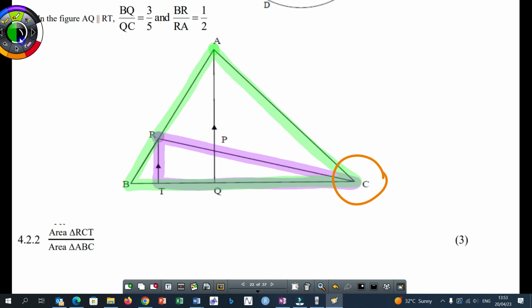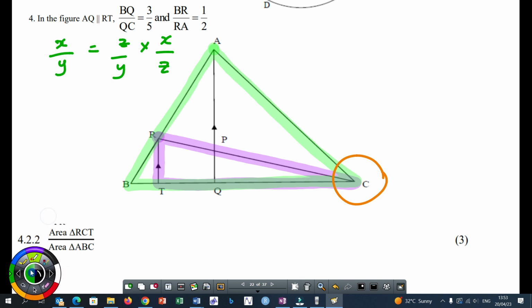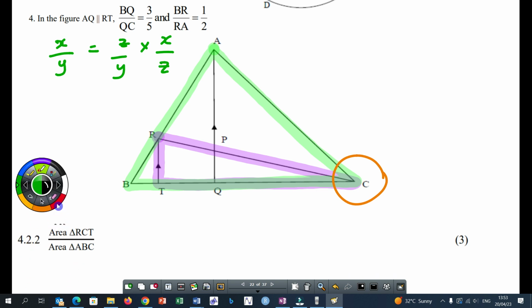I'm sure in algebra you know that if I say x over y, and I want to introduce z, I can write this as z over y times x over z. Please pay attention. Here, x over y, if I introduce a third letter, I can write it as z over y times x over z, because these two cancel out.